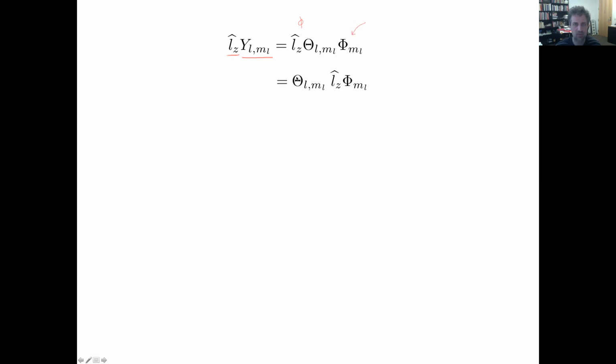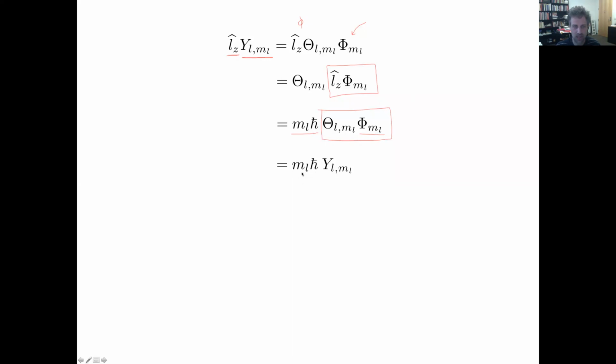So I can now move this LZ over. It does not operate on capital theta, and only operates on capital phi, because that's the only function that depends on phi. This operation we just did a couple of slides back, and the answer was ML h bar times the function again. That means I retain the spherical harmonic, and indeed the spherical harmonic is also an eigenfunction of this operator LZ. There it is.